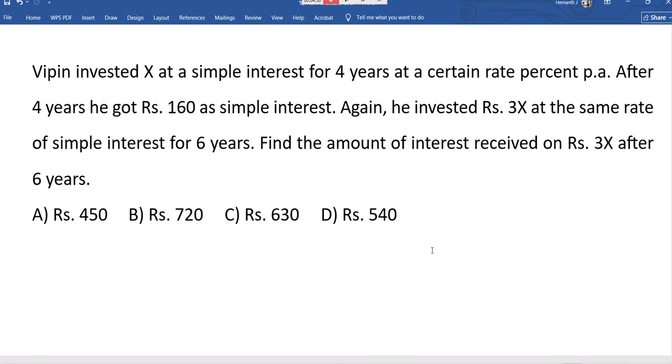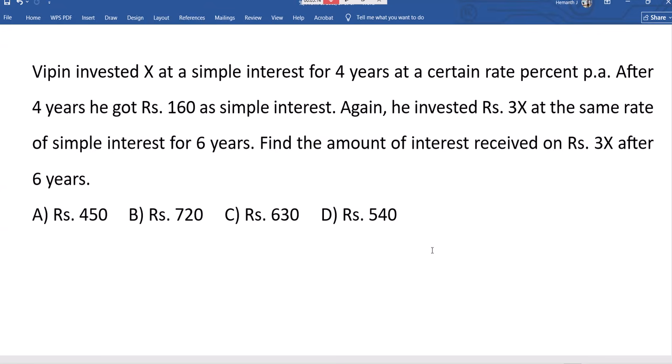See in this question, initially what is the invested amount you don't know. Rate of interest also not given. But you can calculate that because after 4 years you are getting 160 as simple interest. Now your investment is tripled. Rate of interest is same for 6 years. Now what is the amount of interest is the question.